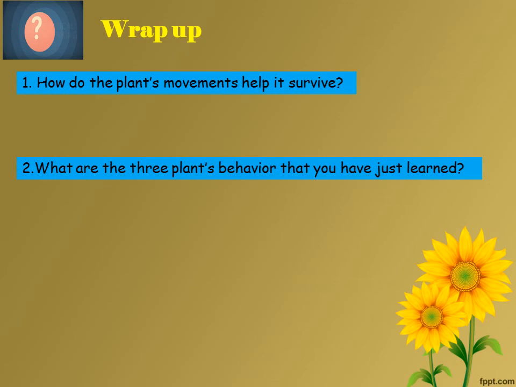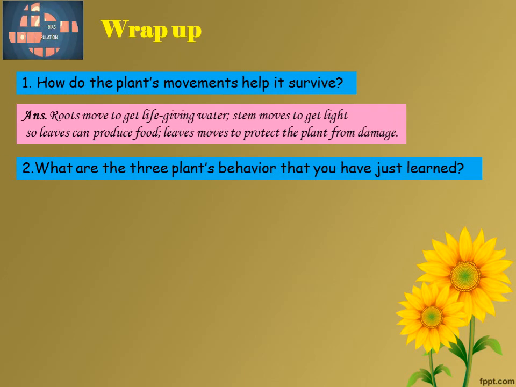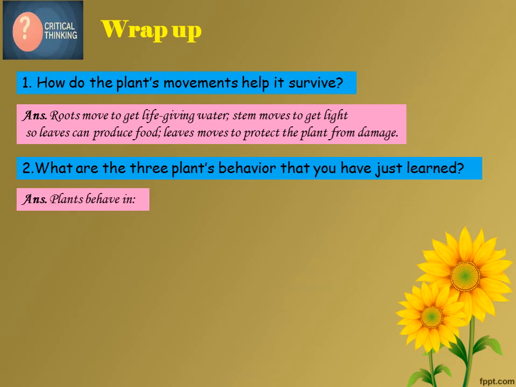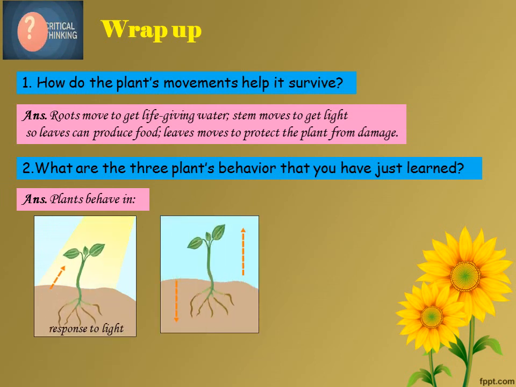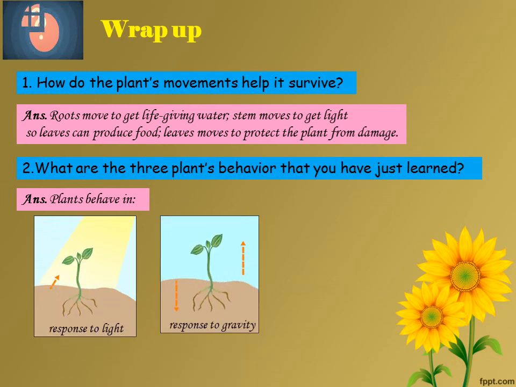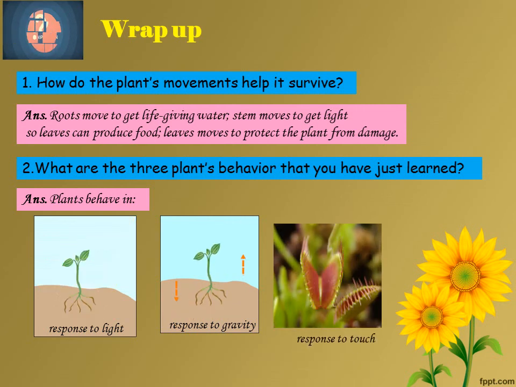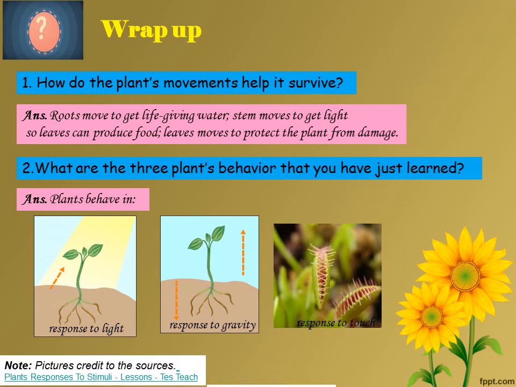For number one, roots move to get water, the stem moves to get light so leaves can produce food, and the leaves move to protect the plant from damage. And for the number two question, the answer is plants behave, first, in response to light, second, in response to gravity, and third, in response to touch.